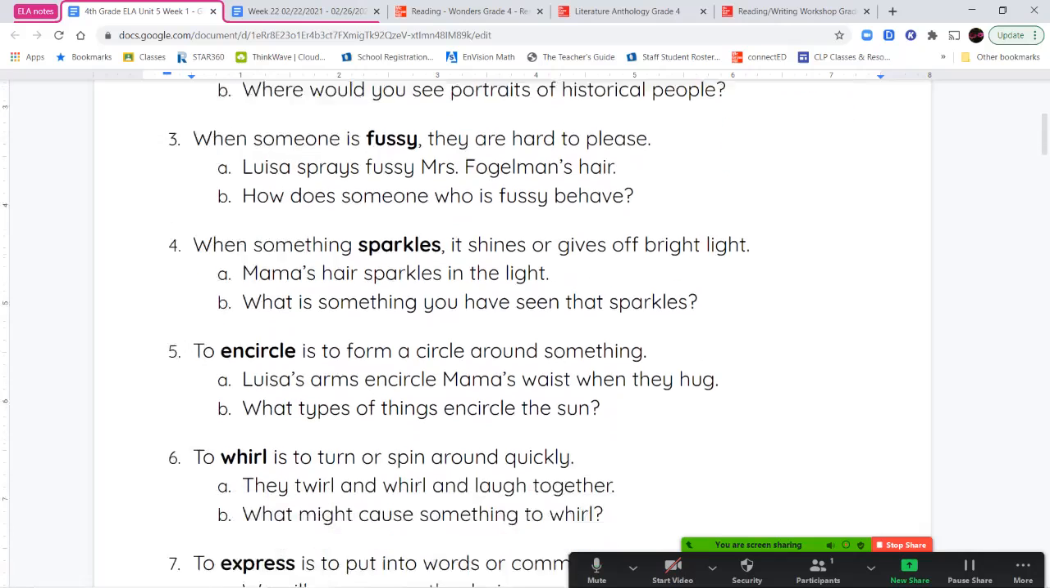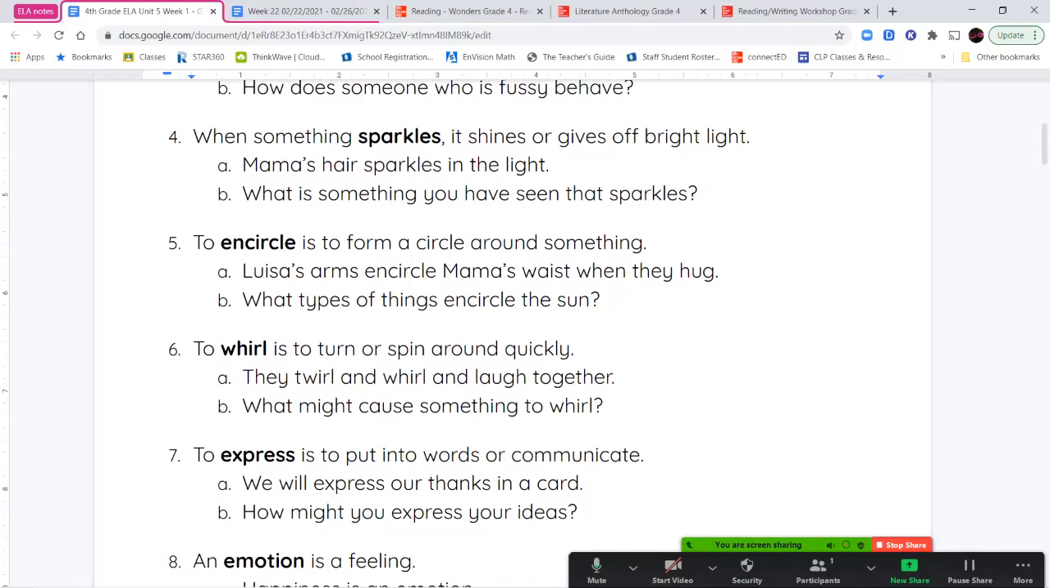Next, we have the word sparkles. So when something sparkles, it shines or it gives off a bright light. It reflects the light really beautifully. Our example sentence here says, Mama's hair sparkles in the light. If you've ever seen any kind of jewelry that has a gemstone on it, like a diamond, or any of those really cool quartz crystals, those sparkle when you shine light on them, right? They kind of reflect the light in a really beautiful way.